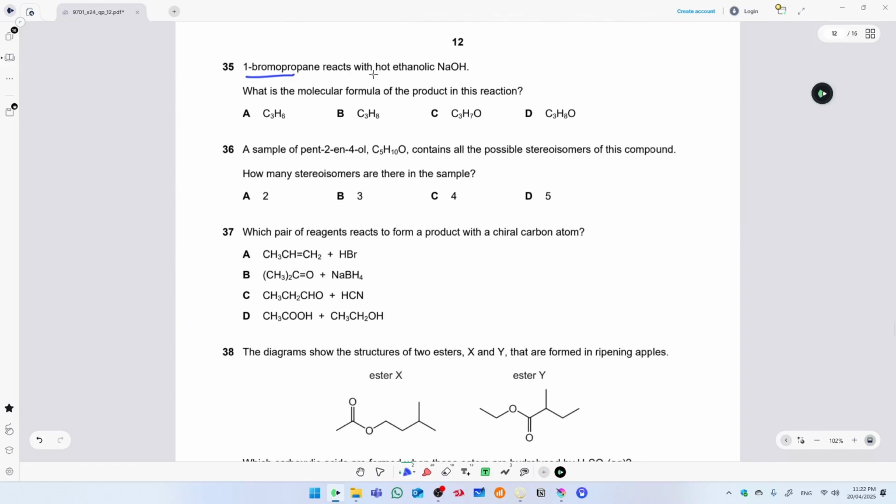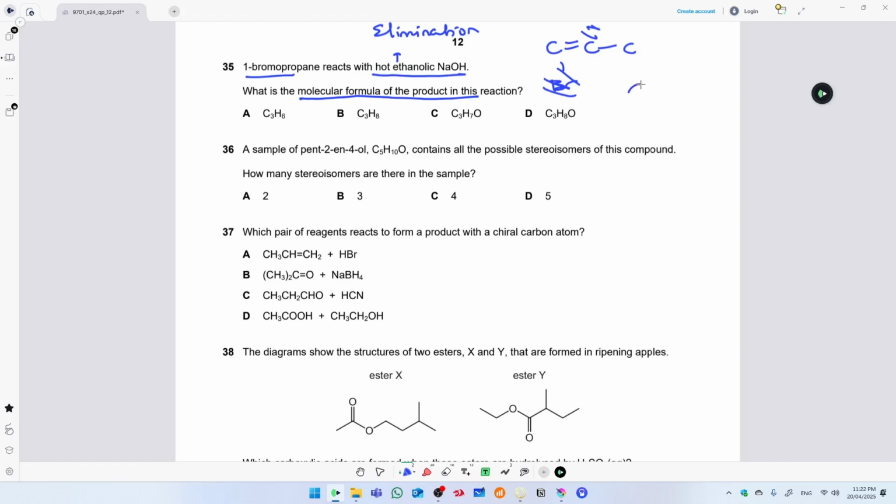1-bromopropane reacts with hot ethanolic NaOH. So this is an elimination reaction. What's the molecular formula of the product? 1-bromopropane. So this is an elimination to form an alkene. C3H6. A is the answer. These are all weird answers. Doesn't form anything with oxygen and doesn't form an alkene.